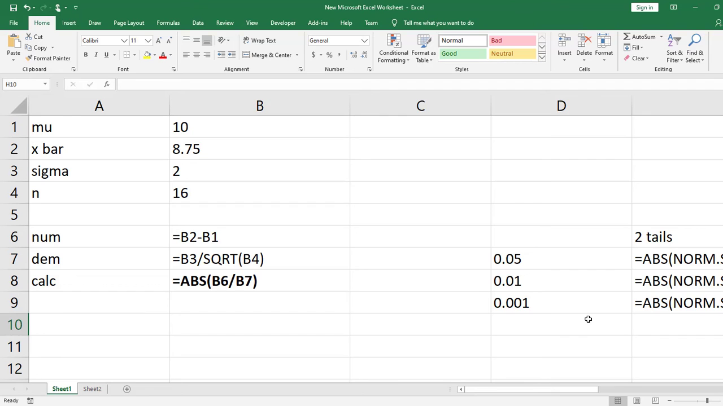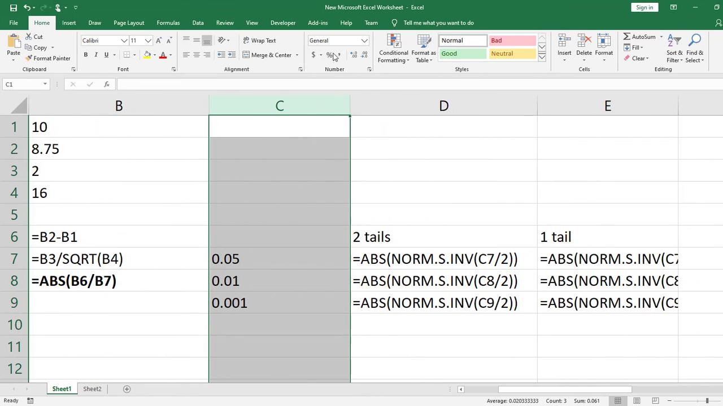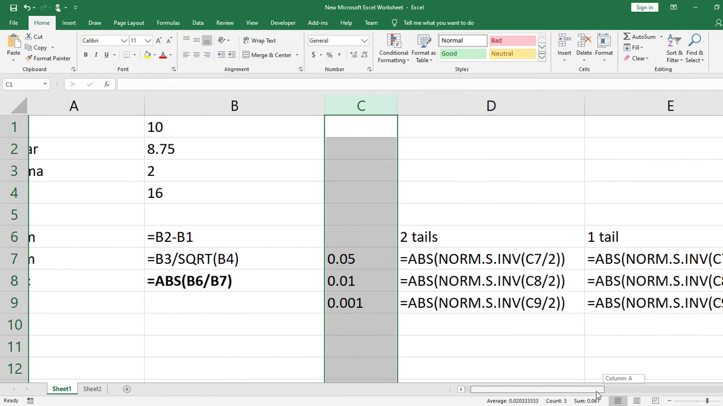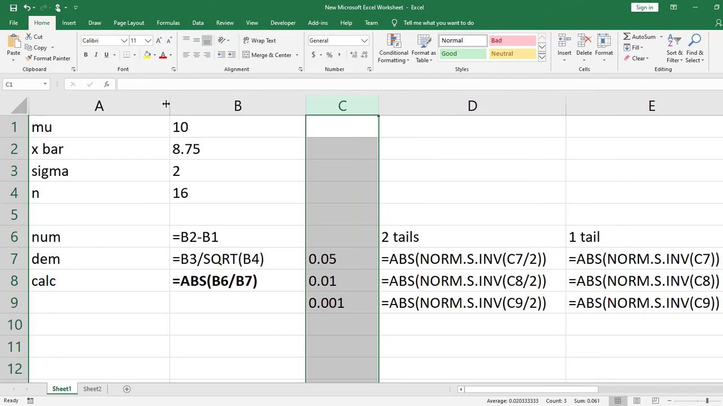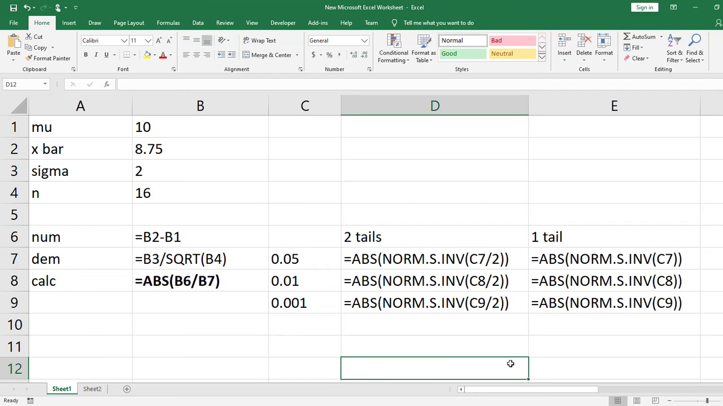Except now I've got to scroll over. We don't really need that C, do we? And we can shrink this down a little bit. And we can expand this. There we go. Any questions on this?